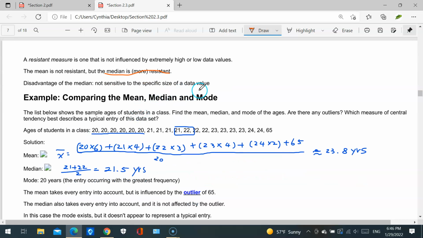Comparing the mean, median, and the mode. Here I have the data set. We need to find the mean, median, and the mode. Are there any outliers? Which measure of central tendency best describes a typical entry of this data set?